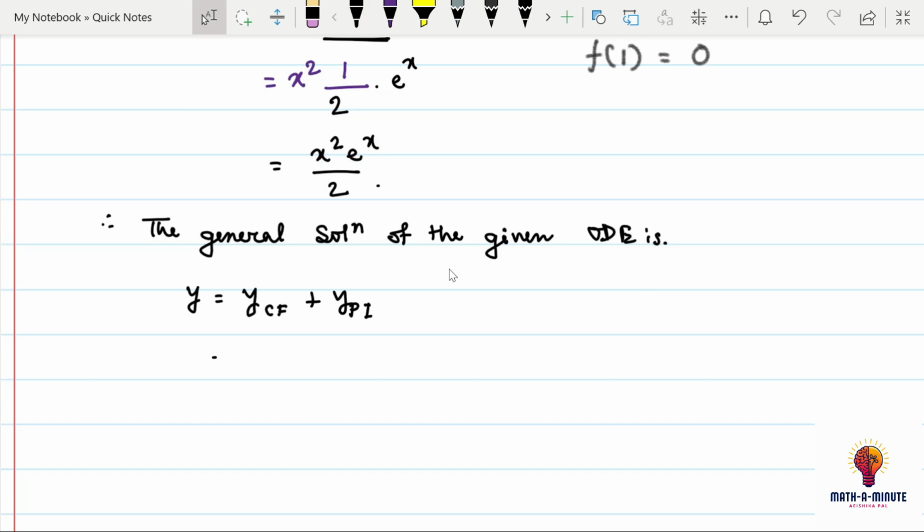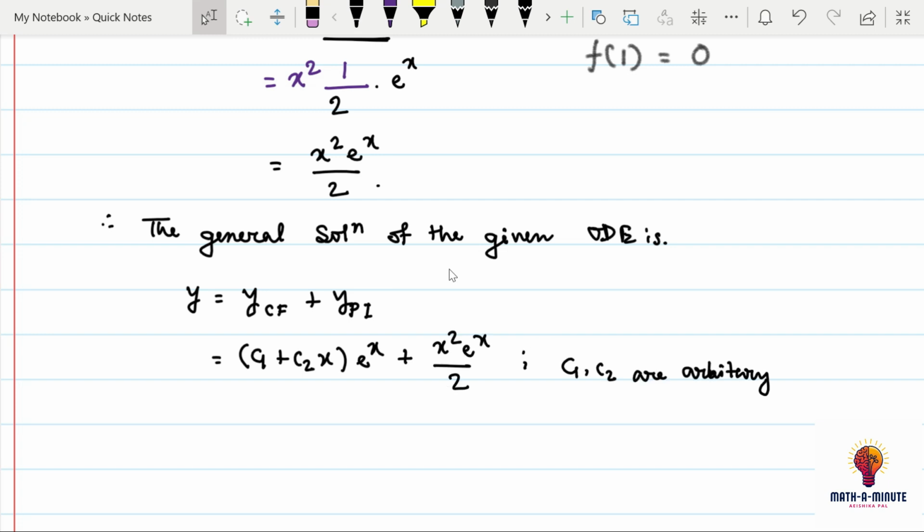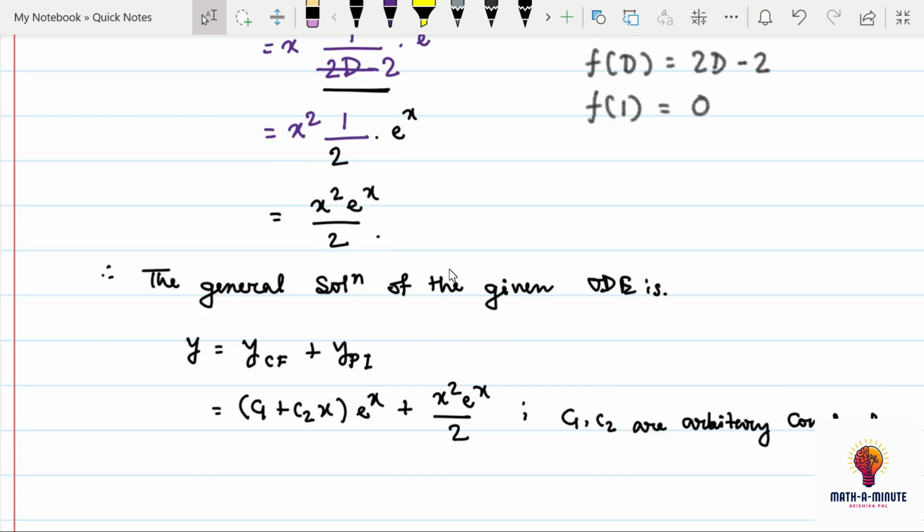So our y_CF is (C1 plus C2 x) into e to the power x, and y_PI is x squared e to the power x by 2. And you have to mention here that C1, C2 are arbitrary constants. Okay, so if any second order differential equation is given where the right-hand side is only a function of an exponential, then we can use this method.